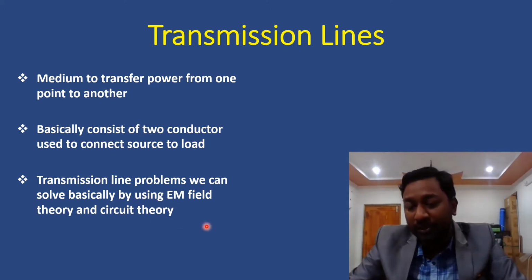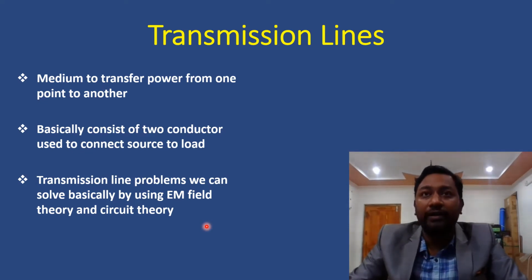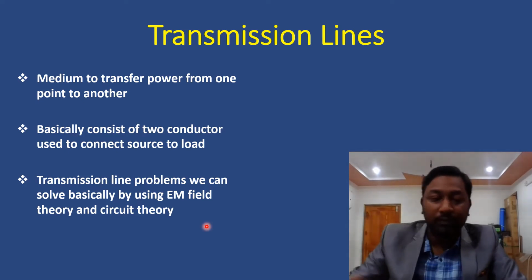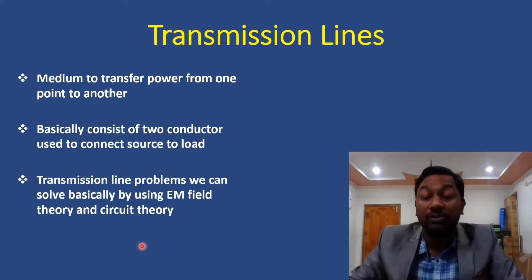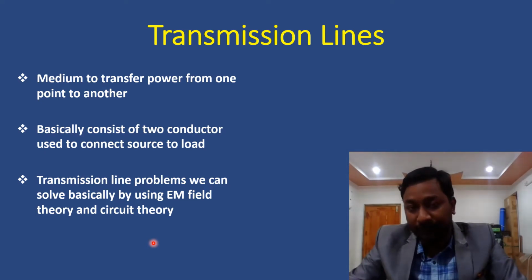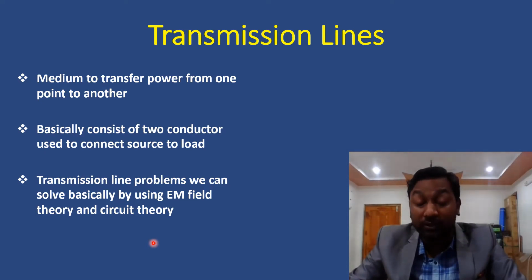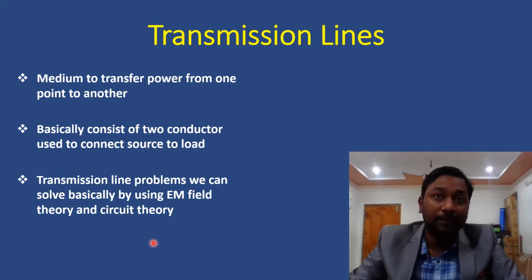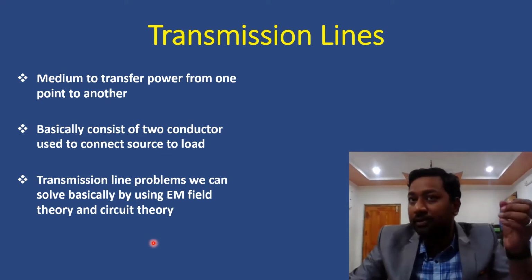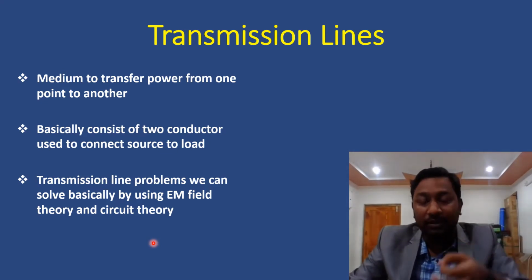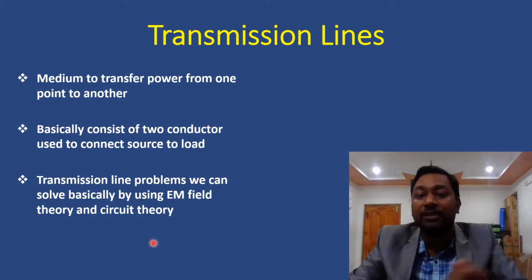Basically there are two types of transmission line. One is used for low frequency, meaning the transmission lines we see for electrical power transmission. Another type is used for very high frequency, like coaxial cable and microstrip lines, which we have seen in our TV cable, dish TV. Whenever we connect our dish antenna to our source or TV station, we have seen one type of transmission line. Those are used for very high frequency.